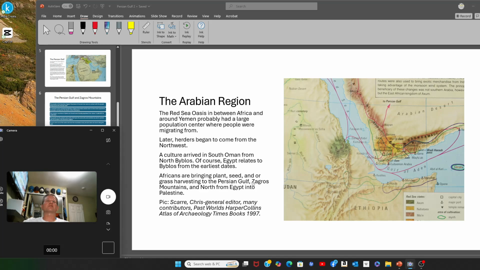Africans are bringing plant, seed, and grass harvesting to the Persian Gulf, the Zagros Mountains, and north from Egypt into Palestine. So contrary to what you normally think, or what you've been taught, that agriculture started in the Levant, actually Africans were already going around collecting seeds from the grasses and making food out of it way before the Levant.